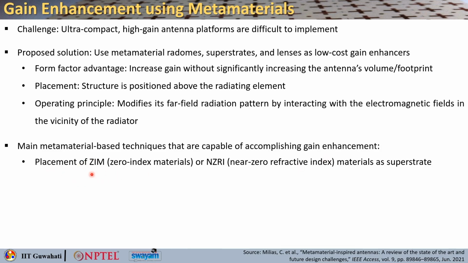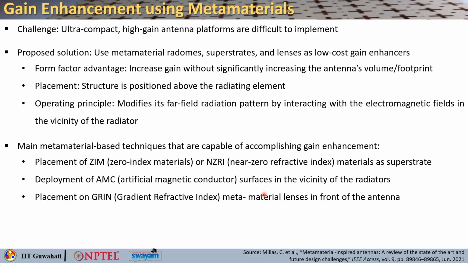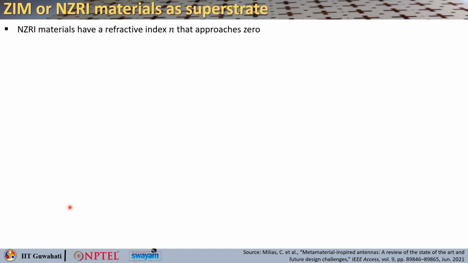The main metamaterial based techniques capable of accomplishing this kind of gain enhancement are these. First is the placement of ZIM, that is zero index material, or NZRI, that is near zero refractive index material, as a superstrate. The second method is deployment of AMC, that is artificial magnetic conductor surfaces, in the vicinity of the radiators, and third is the placement of GRIN, that is graded refractive index metamaterial lenses, in front of the antenna. We will look into each of these categories in a little detail to understand how they work.